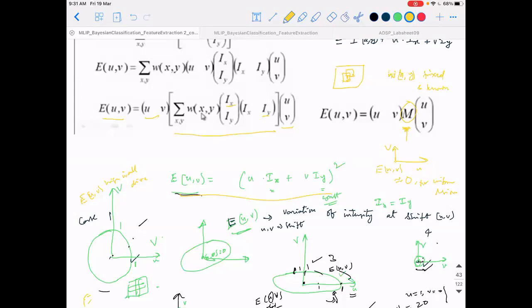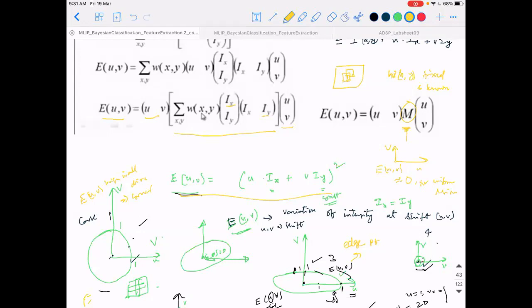Given this, you can easily construct the matrix M, and then you can easily understand whether the given point at x, y is a corner, a uniform region, or an edge point. High in all directions implies this is a corner point. So is this clear? Is the discussion clear?